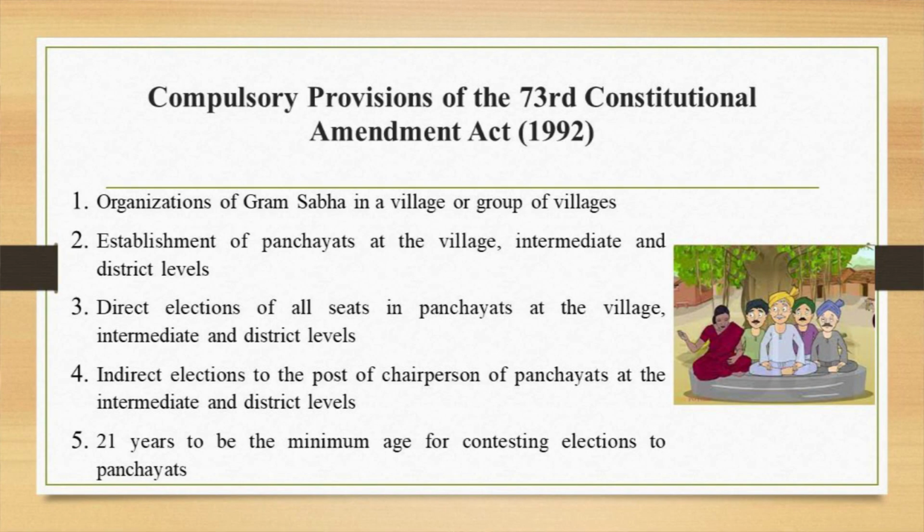Now, let us look at the compulsory provisions and voluntary provisions of the 73rd Constitutional Amendment Act. First, let us look at the compulsory provisions of this act. It includes organization of Gram Sabha in a village or group of villages, establishment of Panchayats at the 3 levels, which include village, intermediate and district levels, direct elections to all seats in Panchayats at village, intermediate and district level, indirect elections to the post of chairperson of Panchayats at the intermediate and district levels, and 21 years to be the minimum age for contesting elections to Panchayats.